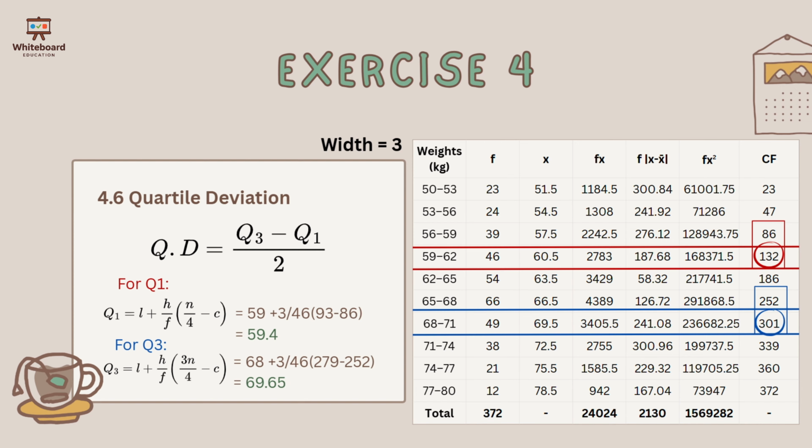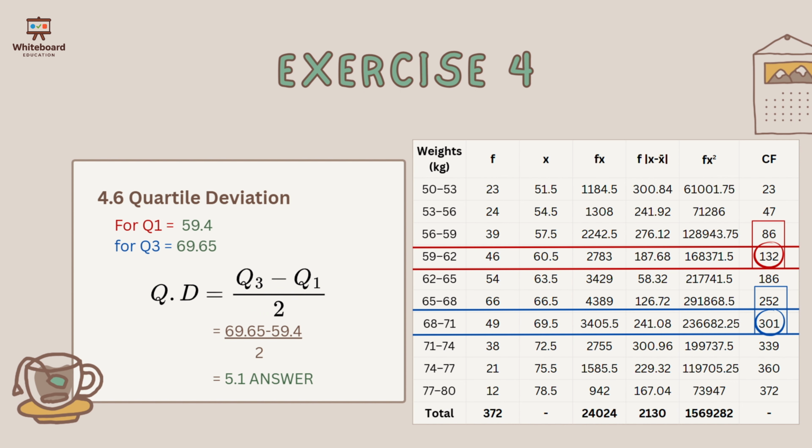So here Q1 is equal to 59.4, and Q3 is equal to 69.65. So now we can easily calculate the quartile deviation, which is Q3 minus Q1 over 2. So it is equal to 69.65 minus 59.4 over 2. Hence we get the answer 5.1.